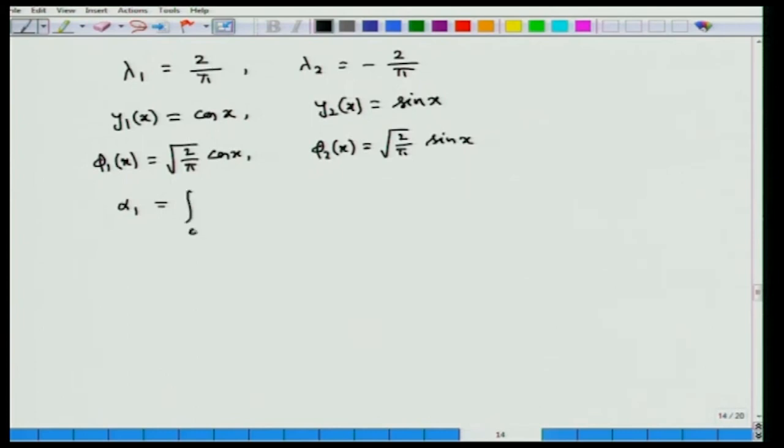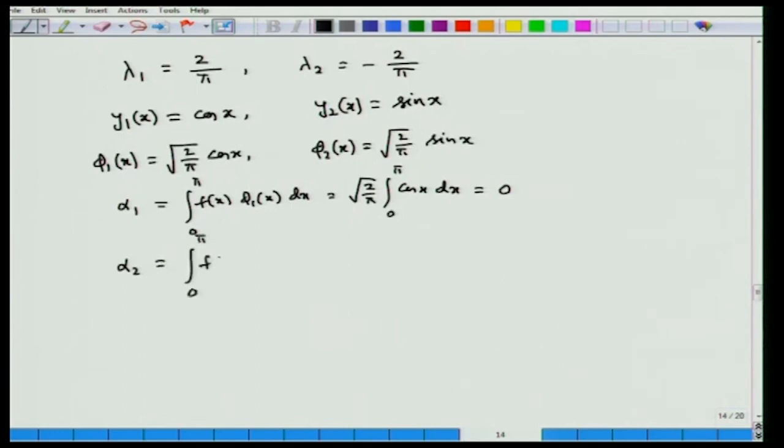So, alpha 1 is equal to integral 0 to pi f(x) phi 1(x) dx, this is equal to root over 2 by pi integral 0 to pi cosine x dx, this is equal to 0, and alpha 2 is equal to integral 0 to pi f(x) phi 2(x) dx. So, this is equal to root over 2 by pi integral 0 to pi sin x dx, this is equal to 2 into root over 2 by pi.